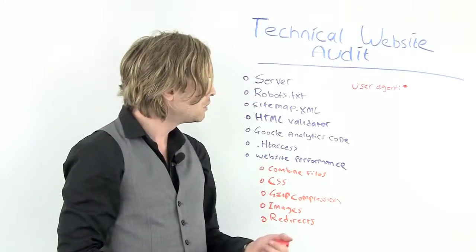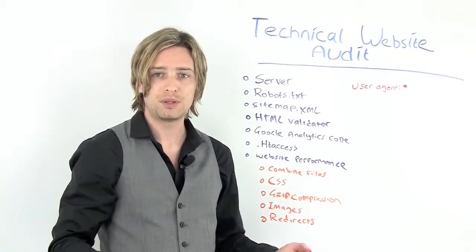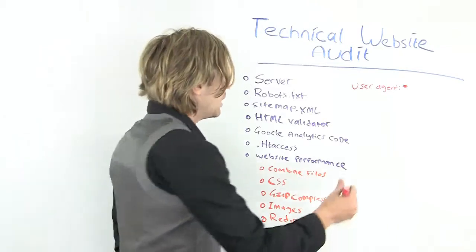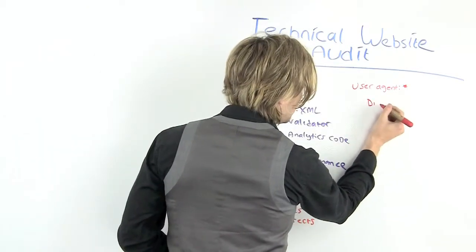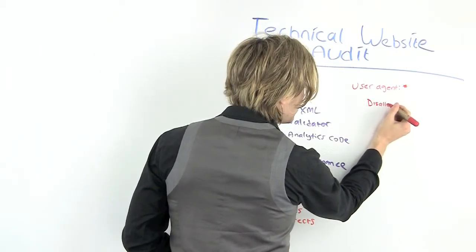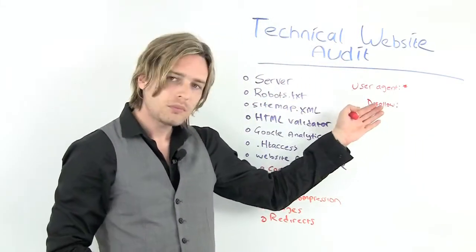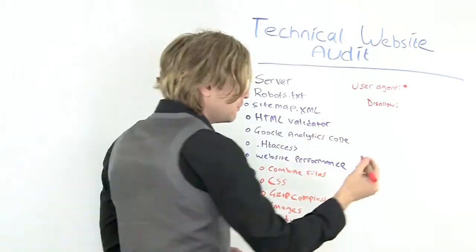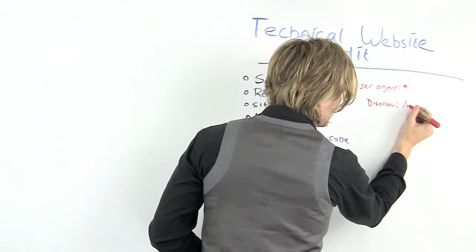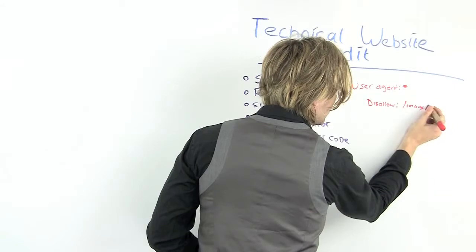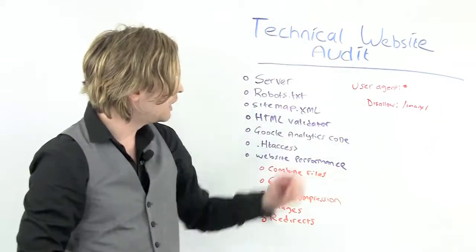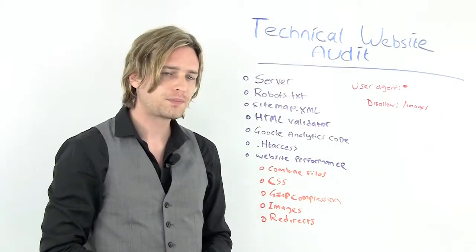Now, if you would like to disallow a particular directory, for example, you simply write disallow, colon, and then specify the directory. So to follow the example of images, that would disallow an image directory titled images.